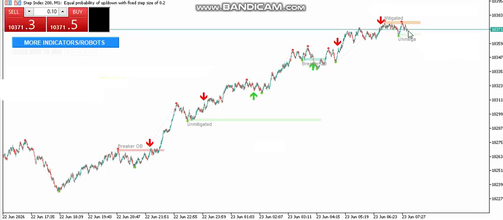So what next is that we are going to see if the market is going to break this particular unmitigated level that shows a little down and goes massively on a downtrend. So let's see how all those things work.